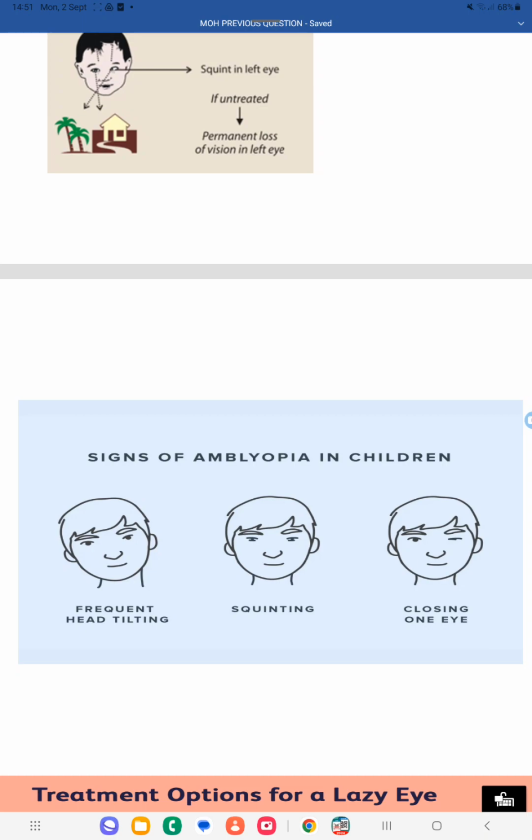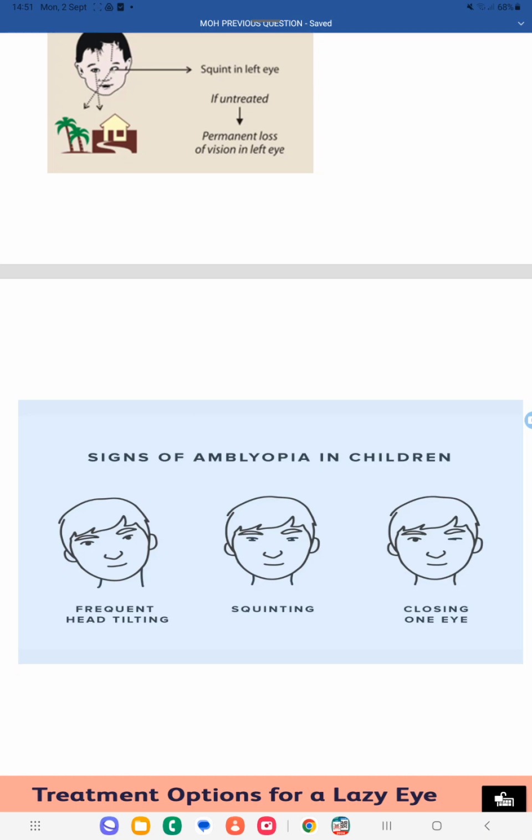The causes for getting amblyopia are refractive errors, like myopia, hyperopia, astigmatism, then strabismus. Strabismus means crossed eyes. It can also be due to any eye condition like ptosis or cataract. These are some of the reasons. In all these, one of the eyes gets blurred vision, and that way it creates amblyopia.